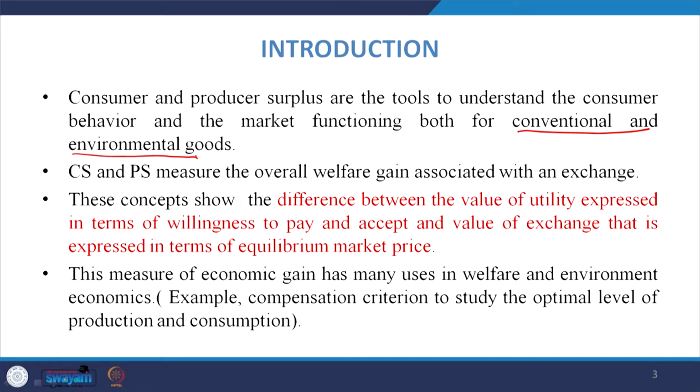Consumer surplus and producer surplus measure the overall welfare gain associated with the exchange of goods for money in the market. These concepts show the difference between the value of utility, expressed in terms of willingness to pay and accept, and the value of exchange, expressed in terms of equilibrium market price. This concept was given by Marshall initially, and then extended by other economists.